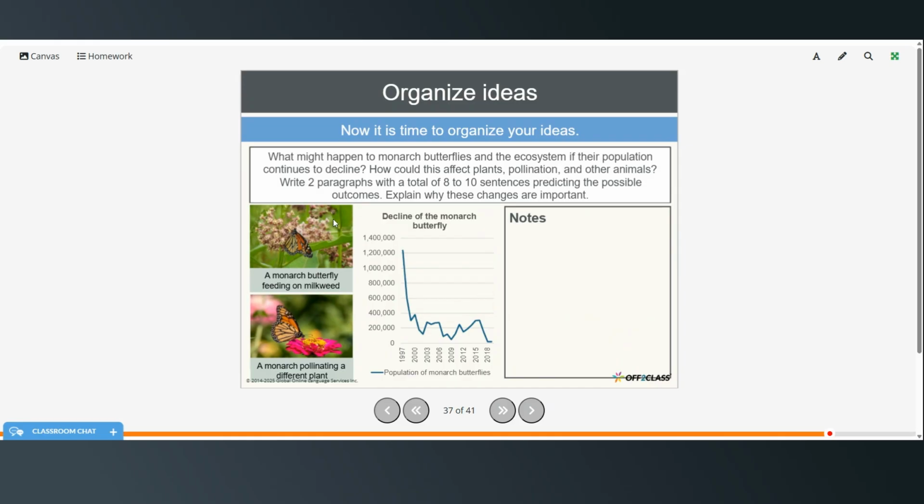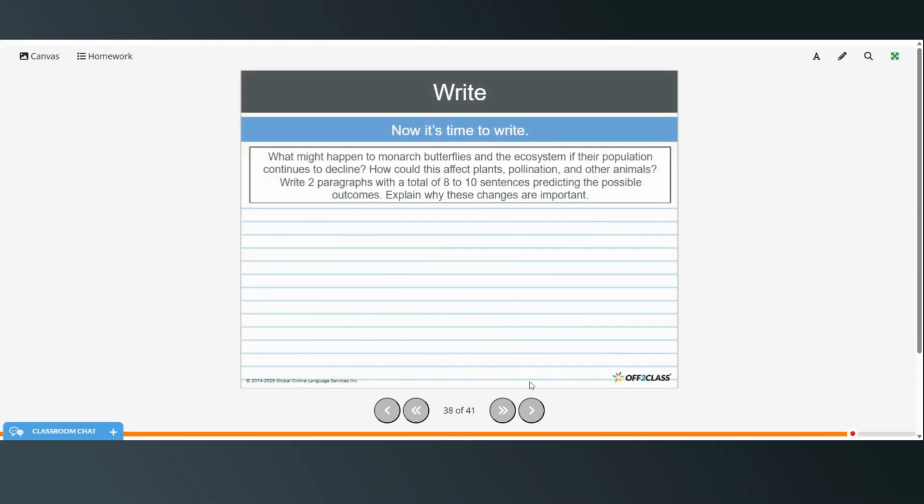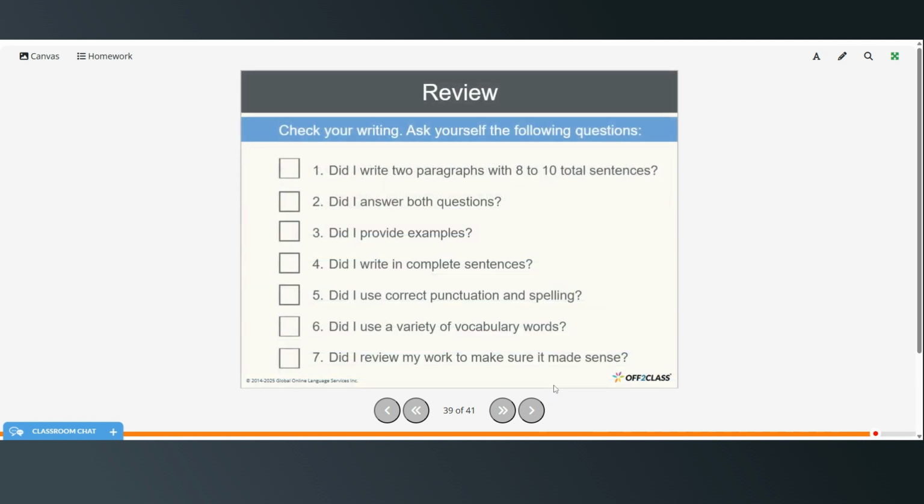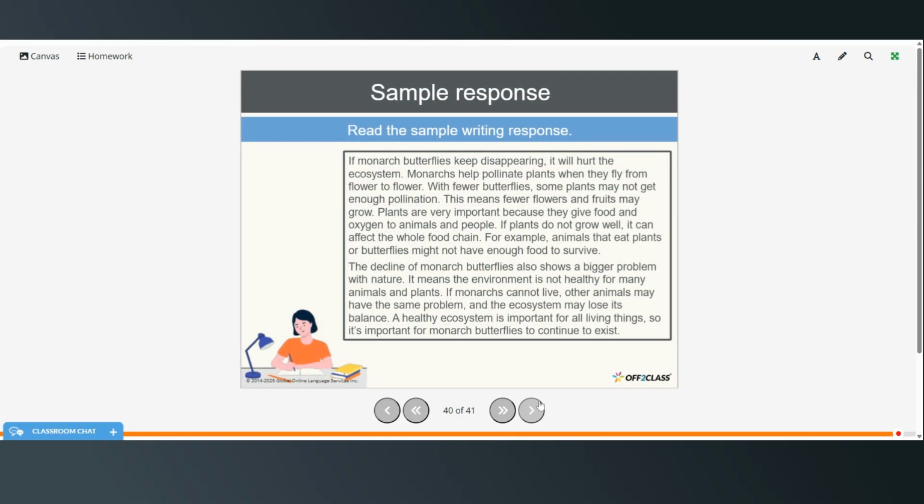All right, it's time to organize your ideas by using the information in the previous slides and the chart and pictures. And now go ahead and write the 2 paragraphs. And then when you're finished writing, compare your 2 paragraphs to this checklist. And here's the sample response.